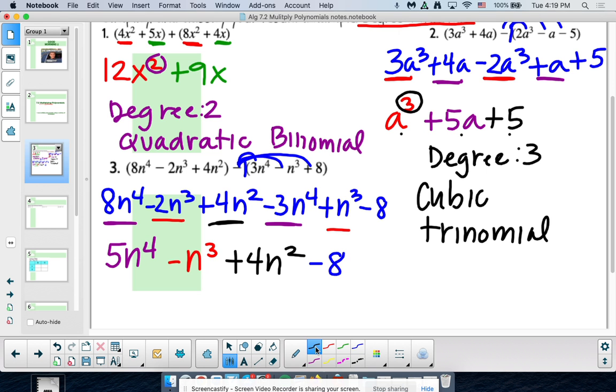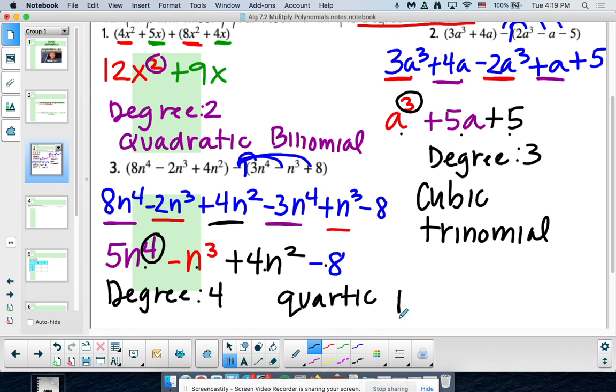Okay, now if we look, our degree is a 4. Remember, that is a quartic. And then we have 1, 2, 3, 4 terms. We don't really have a name for that, so we just say quartic polynomial. Remember, poly means many, so polynomial just means many terms. Okay, awesome. I hope that went okay for you. So again, that was a review from earlier in this week.